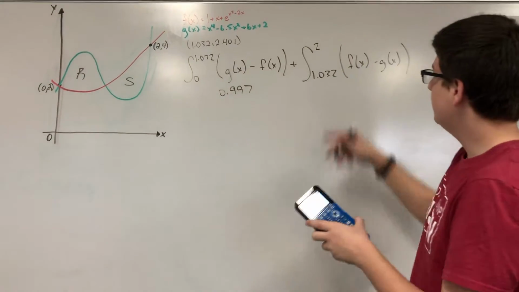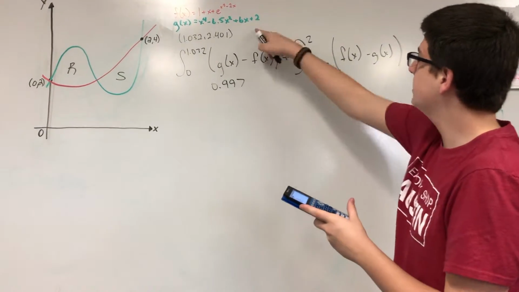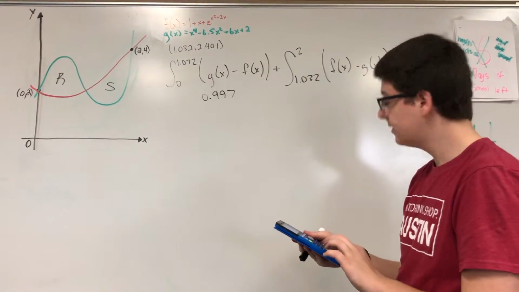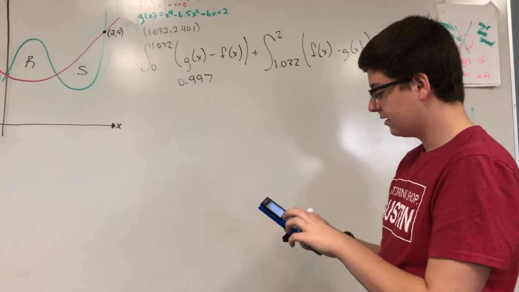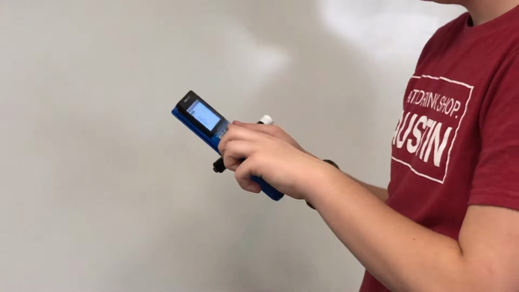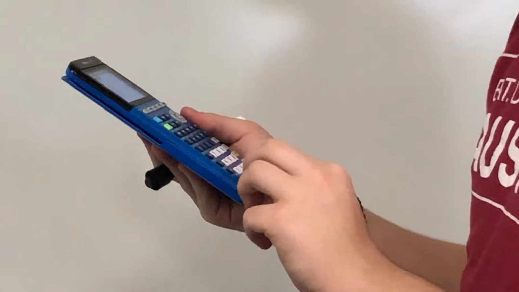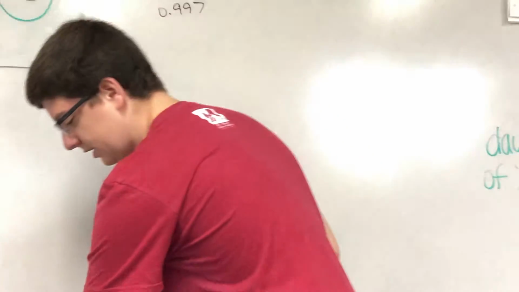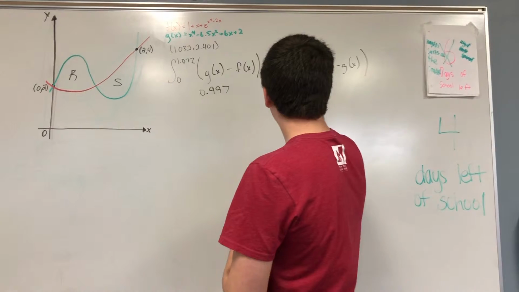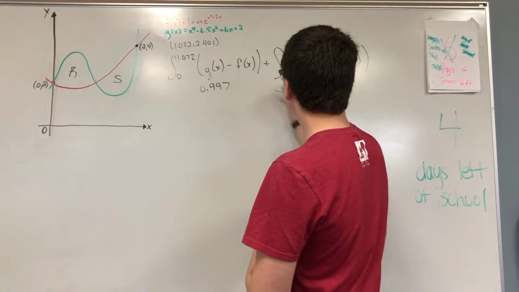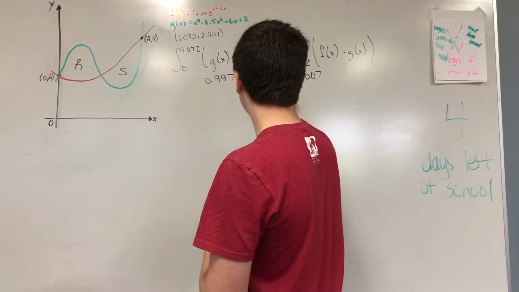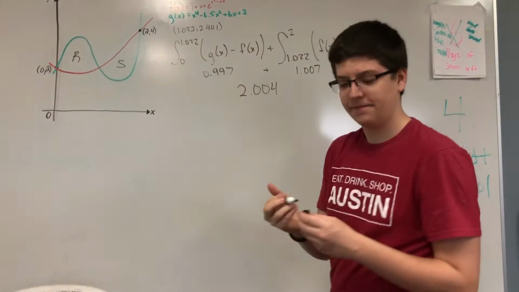We're going to do this one, same thing, put the f of x first this time, make sure you get your parentheses, minus g of x. We're going to do second, calculate, 7 again, 1.032, enter, 2, enter, and this one is going to give you 1.007. Add them together, you get your answer to be 2.004 for A.